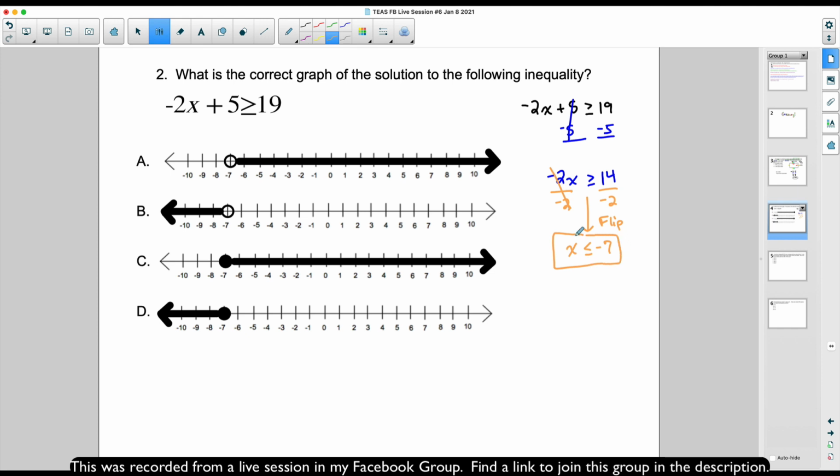Now, if it didn't have a graph and you just had to write your answer down, that's what the answer is. X is less than or equal to -7. So if we look at less than or equal to, I don't care if you have greater than or equal to or less than or equal to, you're going to use closed dots, closed circles on the number. Whereas if I had just a greater than or just a less than, we would use an open circle.